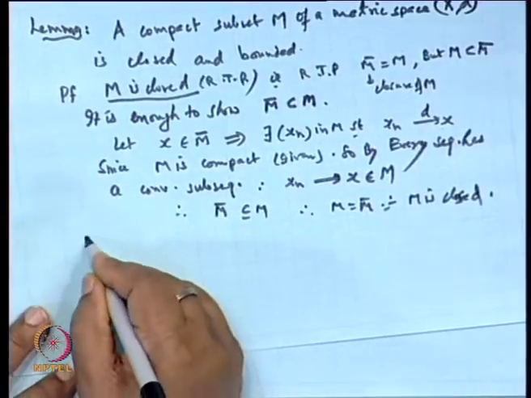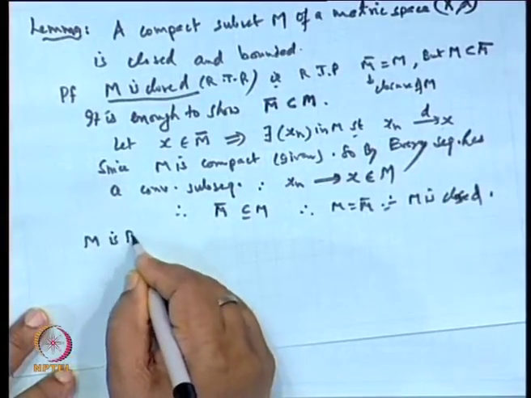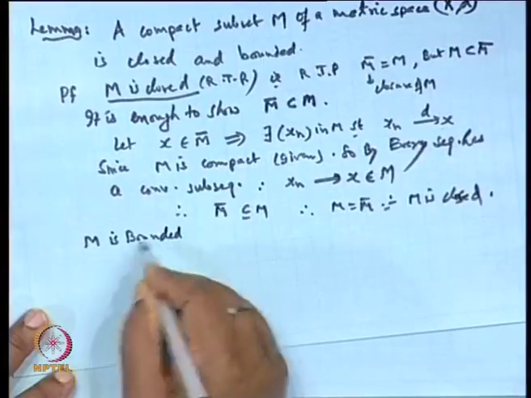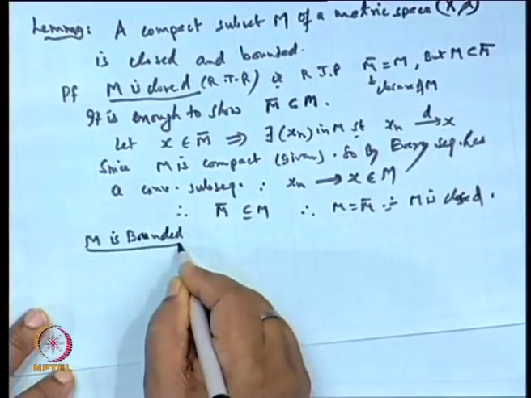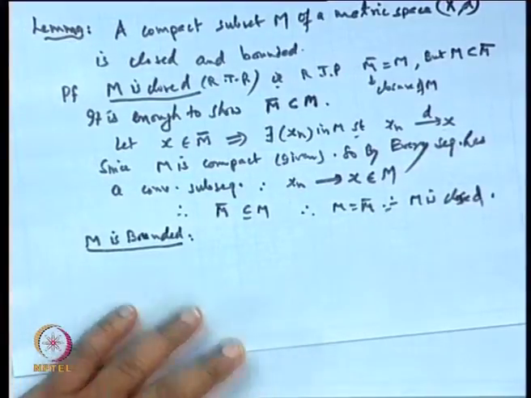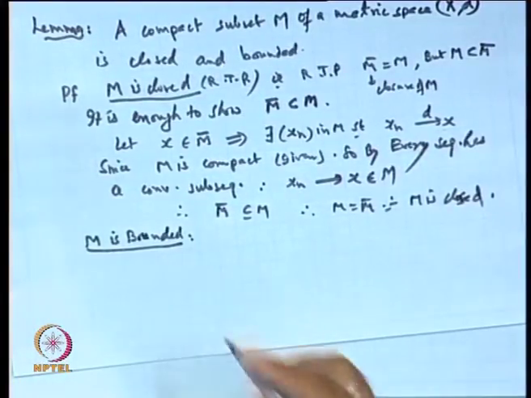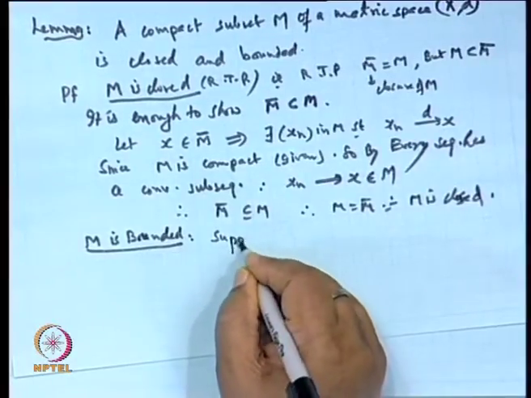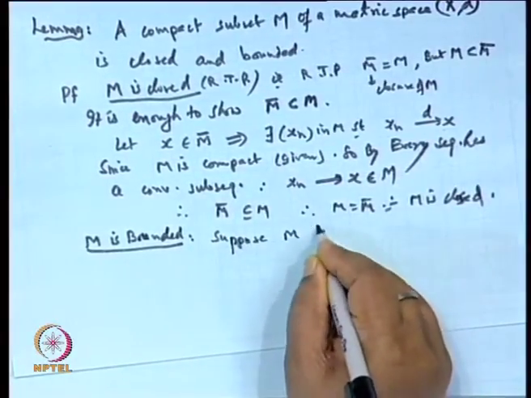To show that M is bounded, we will prove this by contradiction. Suppose it is not true. Suppose M is unbounded. Suppose M is not bounded.